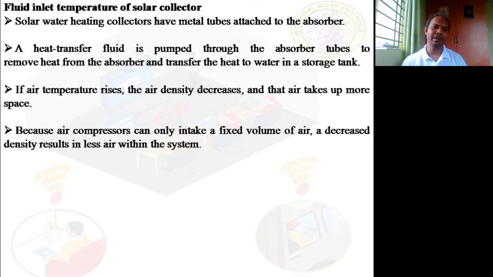And then, what do we mean by the fluid inlet temperature of the solar collector? Solar water heating collectors have metal tubes attached to the absorber, and these metal tubes are in most cases made of aluminum as well as copper. Now these have been sealed with the absorber plates, and this may be done by soldering or brazing, or it may be welding, though usually we will not go for welding because they are not ferrous metals. Is it clear?